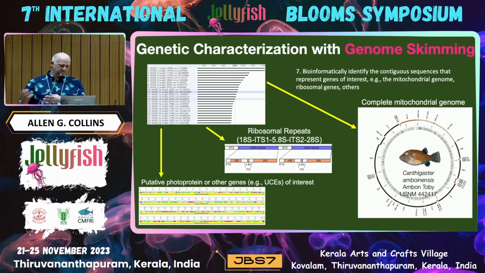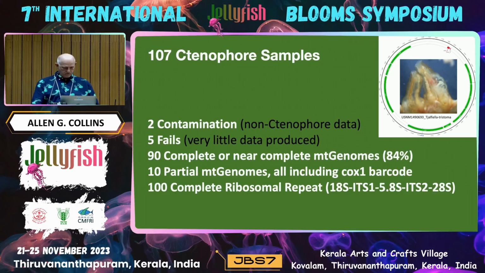So the mitochondria, we have lots of mitochondria, the ribosomal repeats. Here's what we've been getting: we've tried about 107 ctenophore samples, and a couple of those were non-ctenophores. Five of those failed, but for 90 of the 107, 84%, we're able to retrieve the complete or very near complete mitochondrial genome. And we have 10 partial mitochondrial genomes, and they all include the commonly used COX-1 barcode. And of those 107, more than 90%, we can get the complete ribosomal repeat unit.